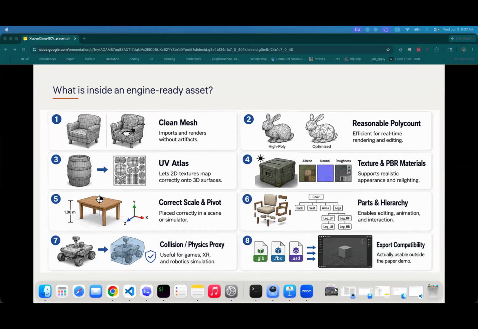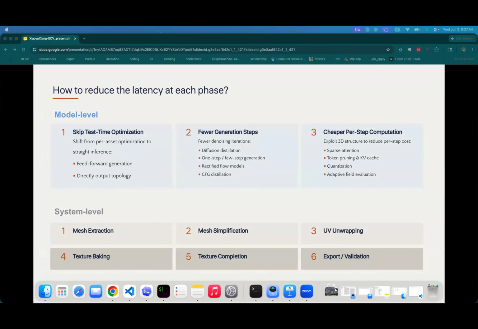So in this presentation, I will talk about more than just faster neural network inference, but also many tiny but necessary operations that make a generated asset actually survive contact with an engine. So how do we reduce the latency at each phase? We have the generative model part and the rest, the deterministic operations in the system pipeline, like mesh extraction, simplification, UV unwrapping, texture baking, texture completion, export, and validation.